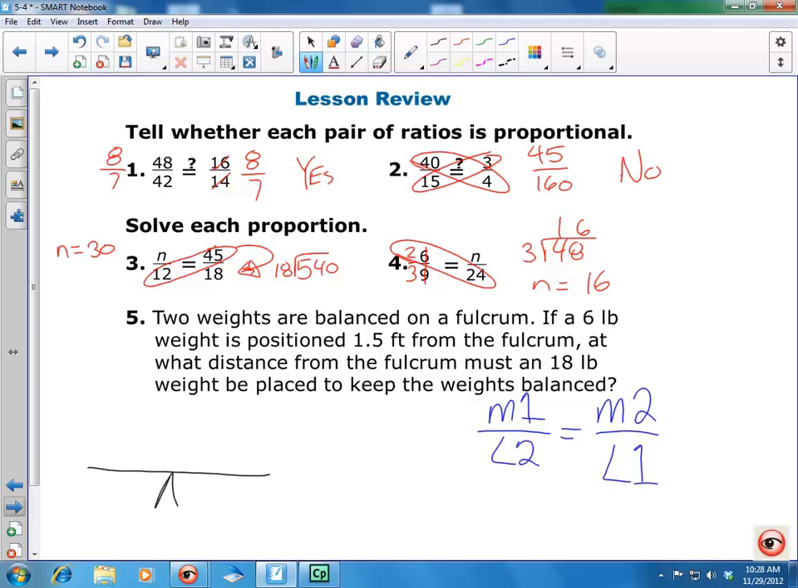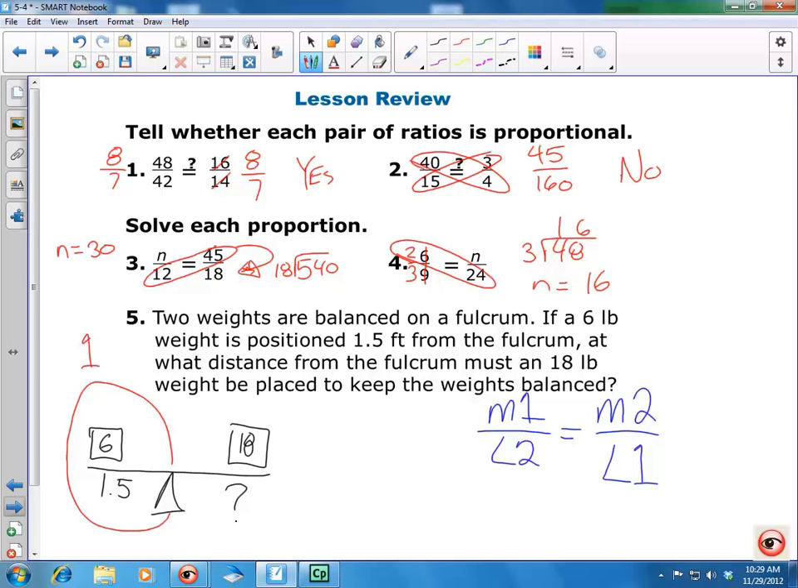Now I'm going to draw a little thing over here to help me keep it straight, because it says 2 weights are balanced on a fulcrum if a 6-pound weight is positioned 1.5 feet from the fulcrum. So we're going to have our weight over here that's 6 pounds, and I'm going to say this is 1.5 feet from our fulcrum. At what distance from the fulcrum must an 18-pound weight be? I'll put my 18-pound over here. So it's asking us, this is what it's asking us right here. That's what we're trying to find. Okay, so we can make this side over here our number 1, and this side over here our number 2.